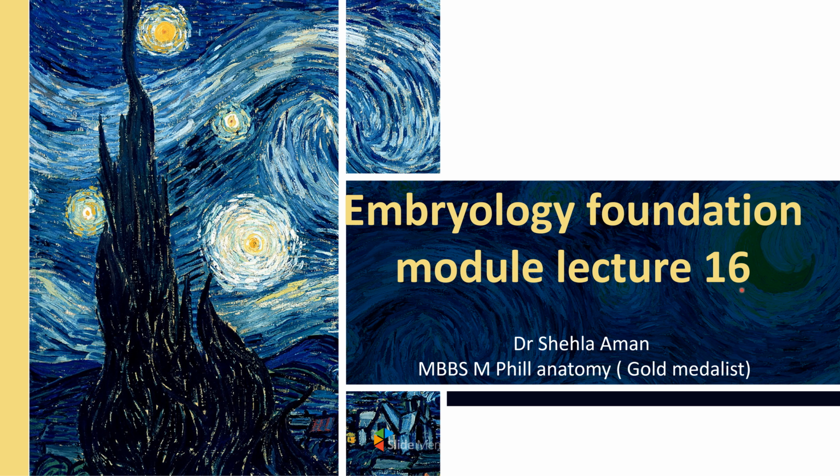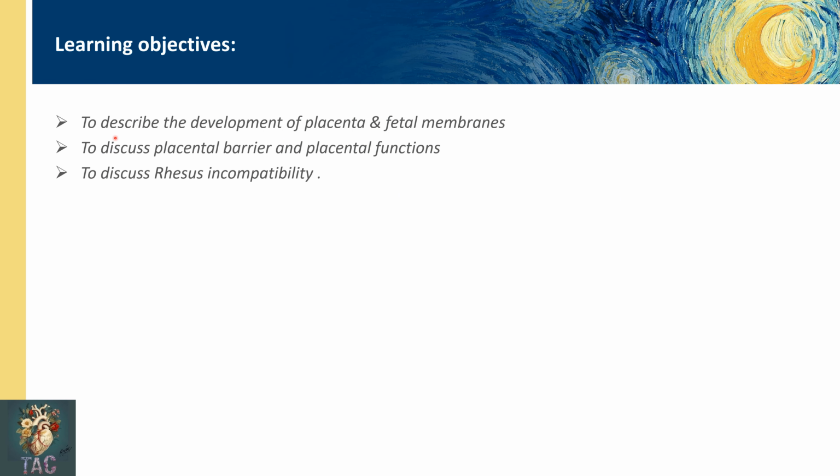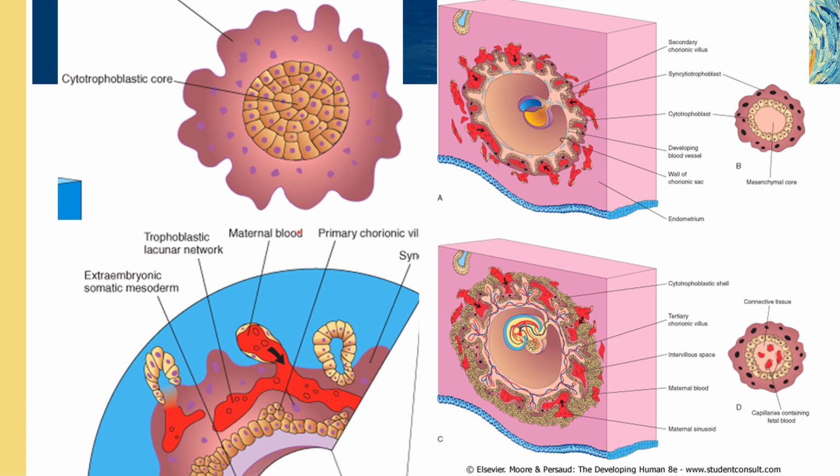In today's class of Embryology Foundation module lecture 16, we are going to discuss the placenta and the fetal membranes. So the learning outcomes for today's class are to describe development of placenta and fetal membranes, to discuss the placental barrier and the placental functions, and to discuss Rh incompatibility. So first have a look at development of the placenta.